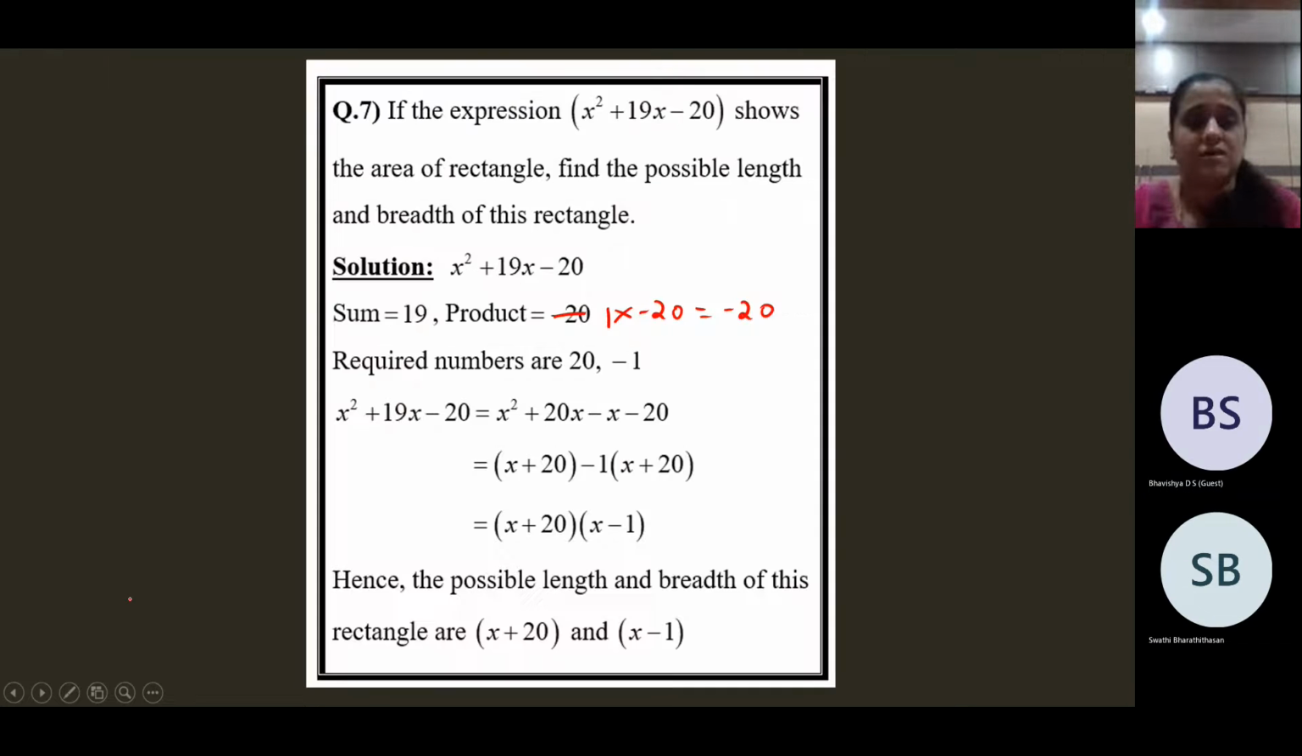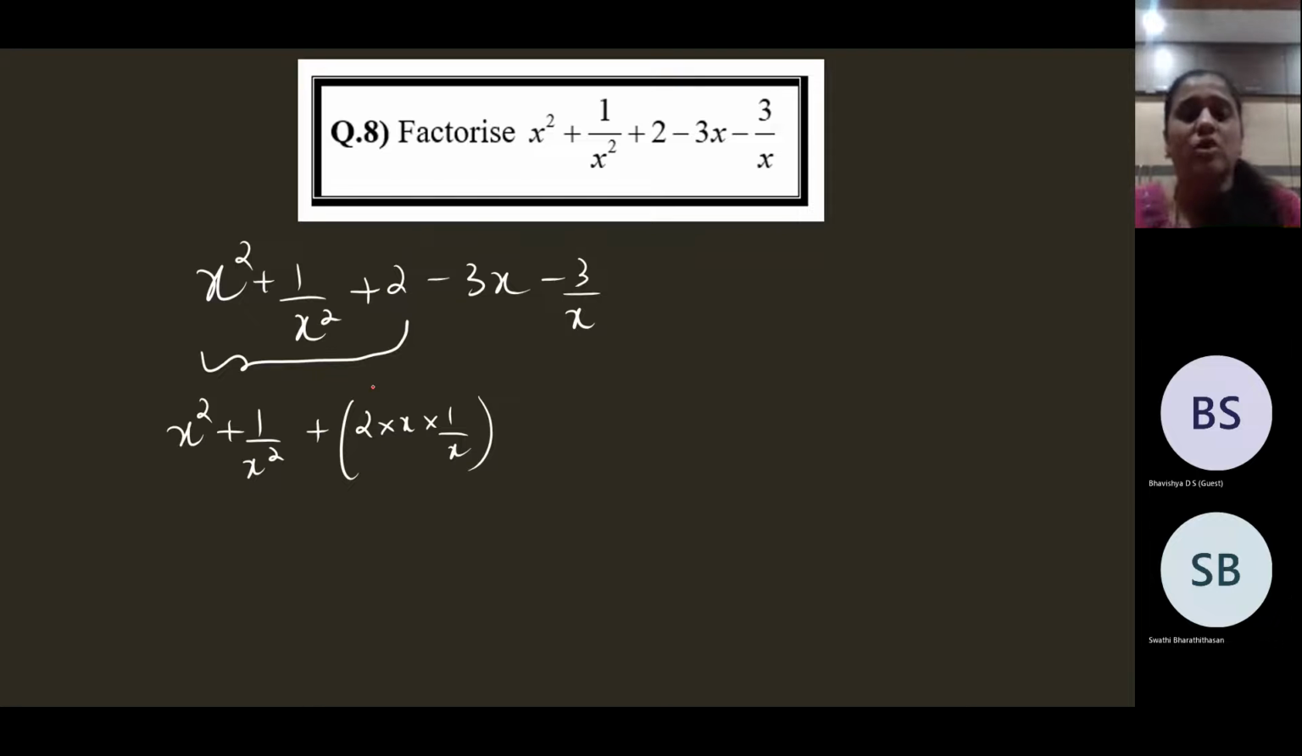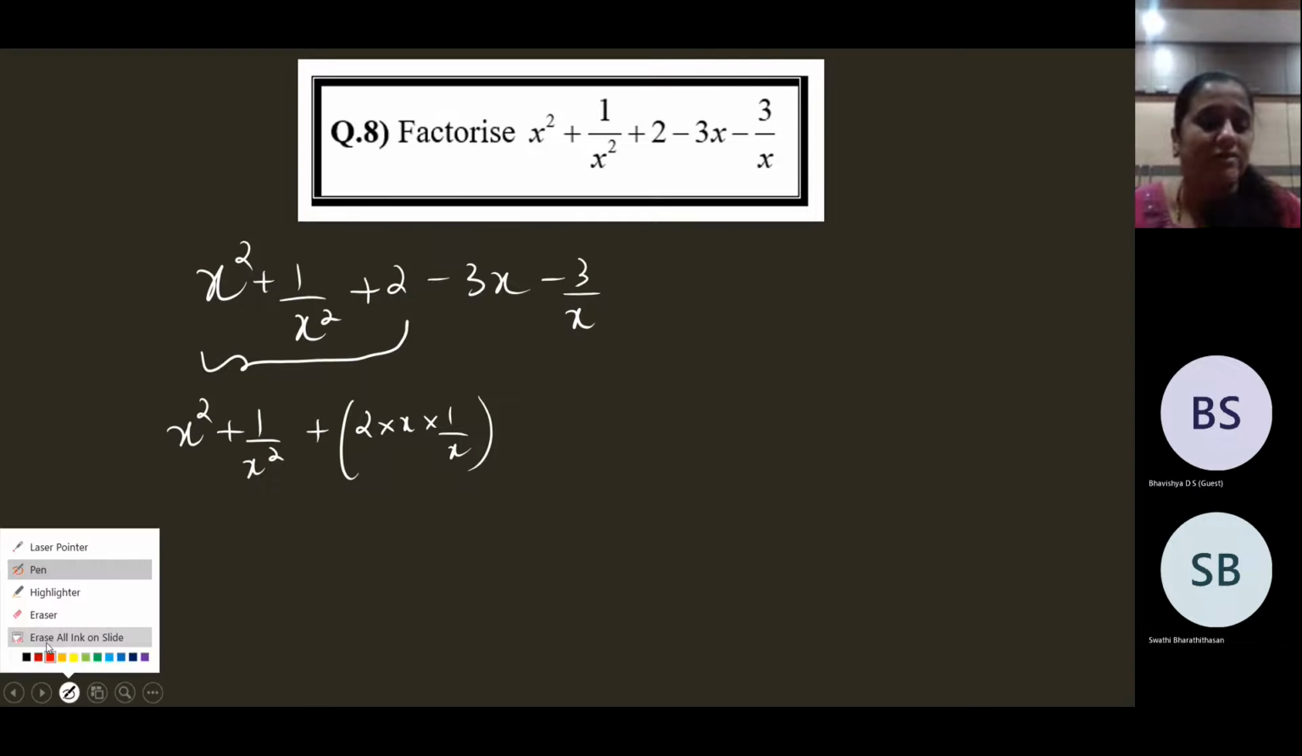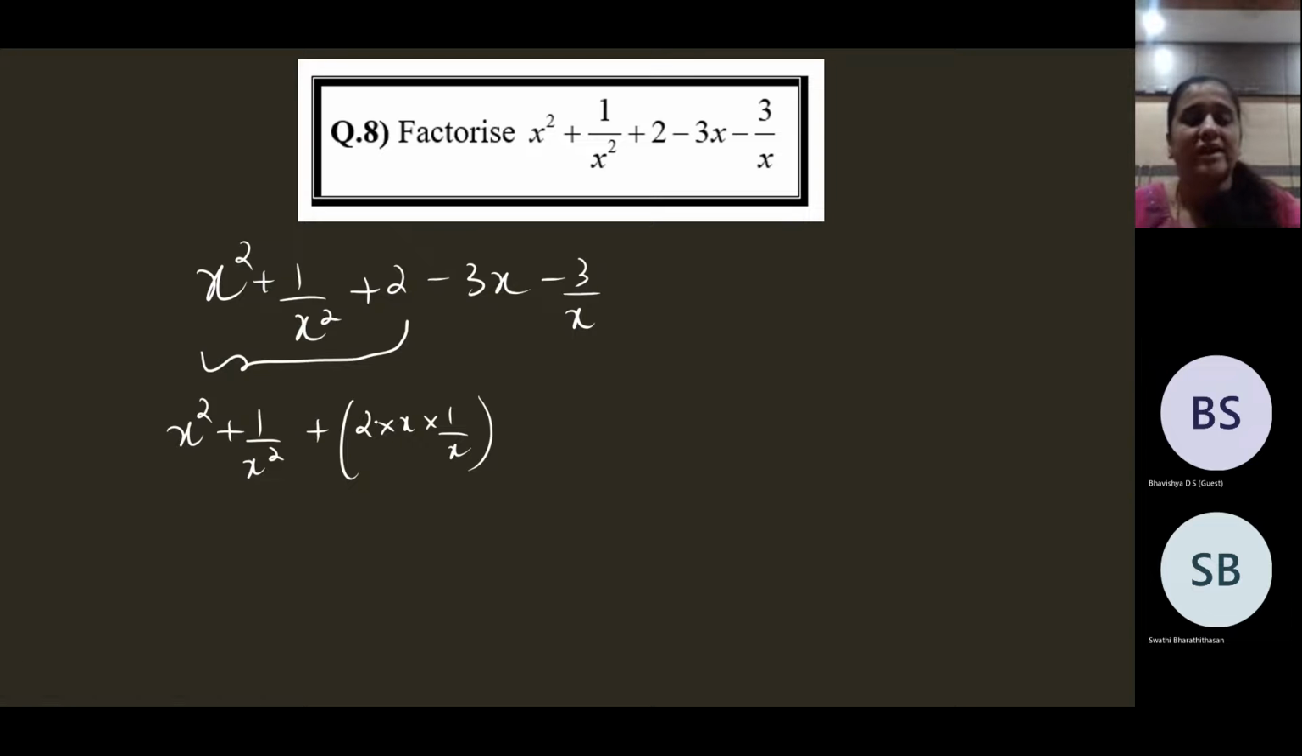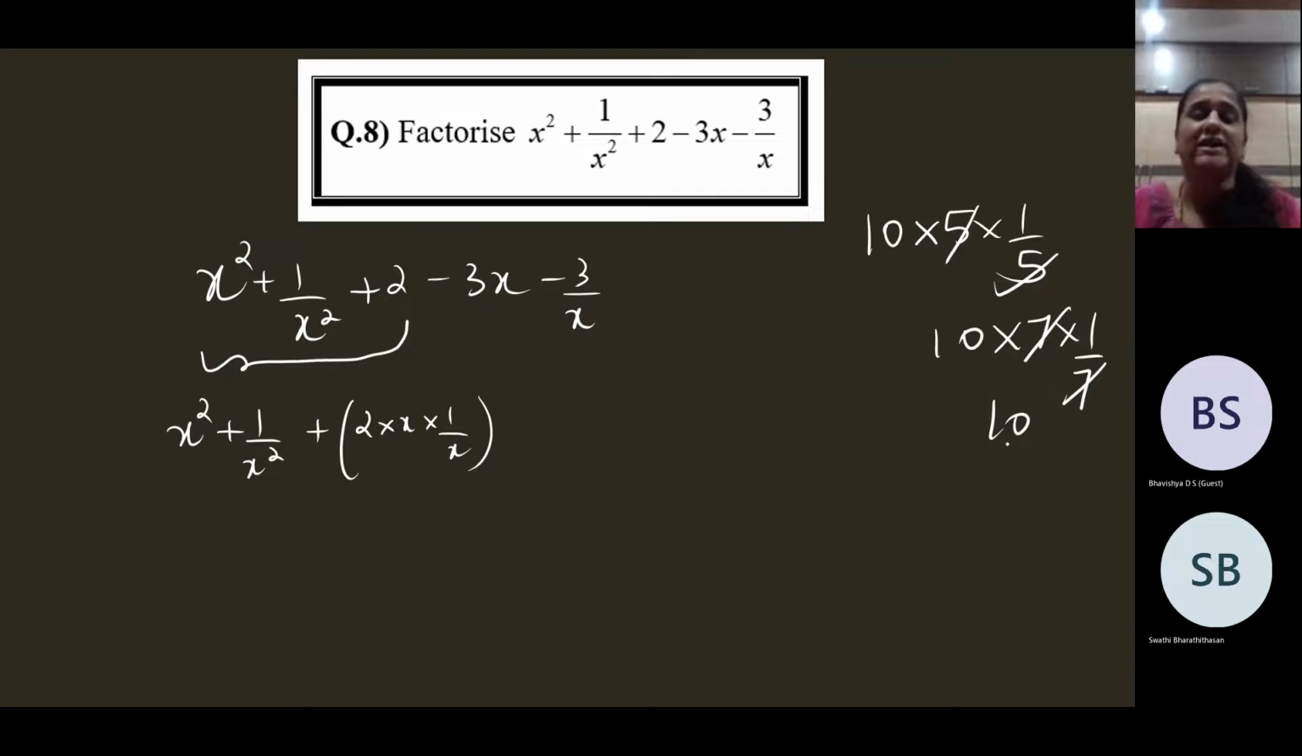Yes, ma'am. Now see here. We are going backwards now, so we are writing 2 as 2 into x into 1 by x. Now we will ask, how can you do that? If I have 10 and I multiply this by 5 and 1 by 5, a number and its reciprocal, nothing changes, it is still 10 only. If I multiply 10 with 7 and 1 by 7, 7 and 7 cancel, it's still 10 only. You're not changing the value.